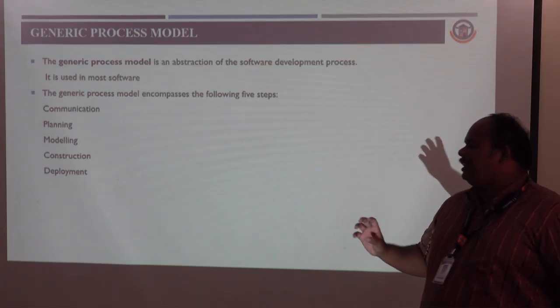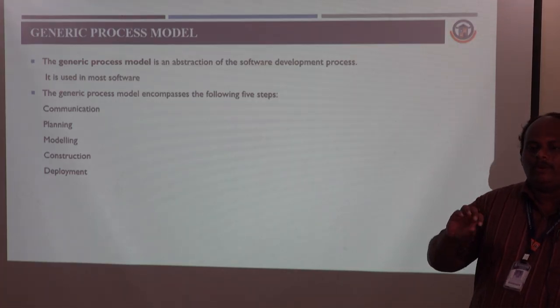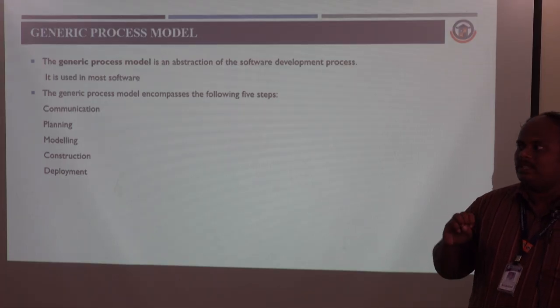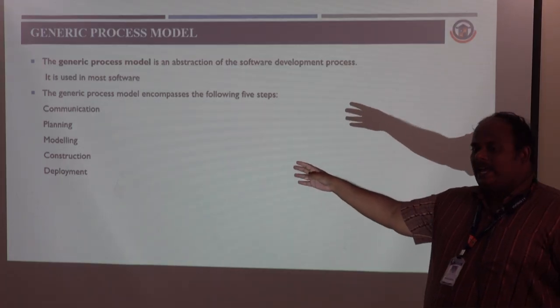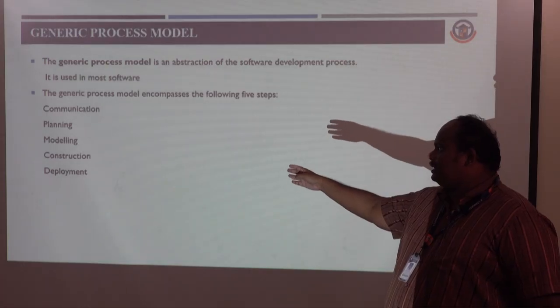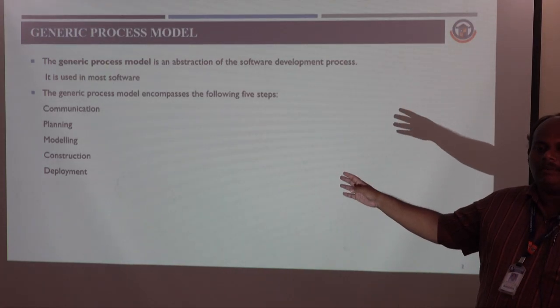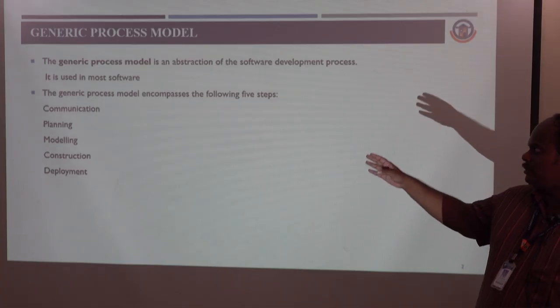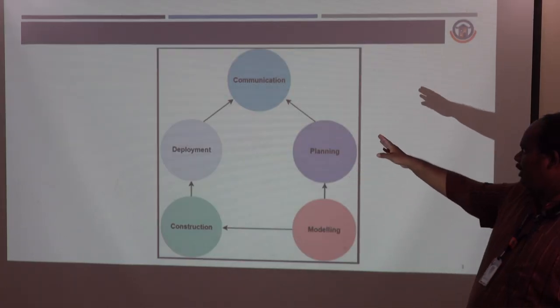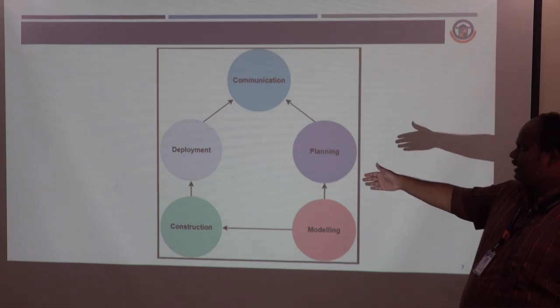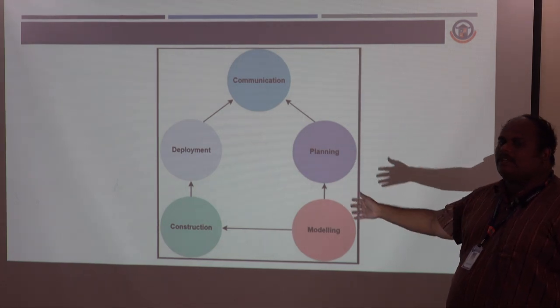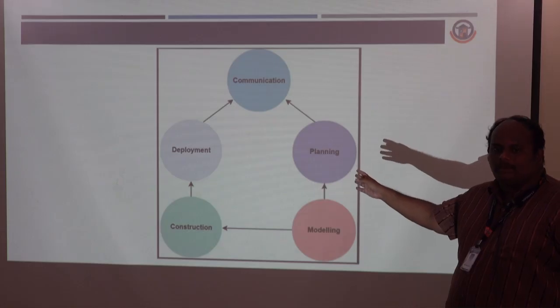By using this generic process, we have 5 steps to develop the software. What are they? Communication, planning, modeling, construction, and development. These are the 5 steps with the help of which we are going to develop the software. Let's move on to this. These are the basic life cycle model diagrams in the generic process model.